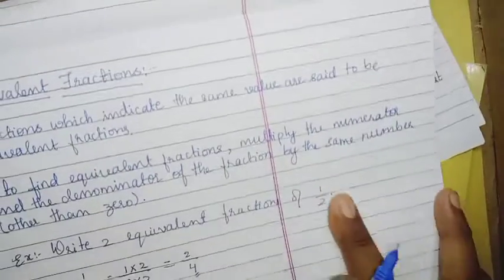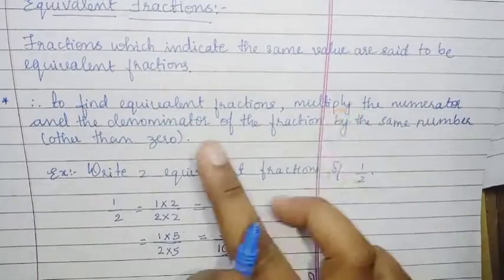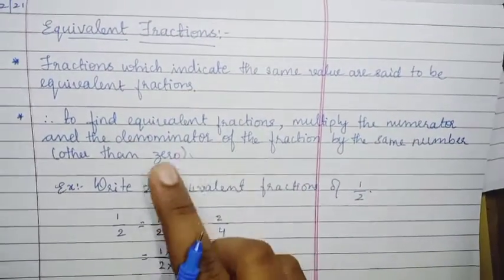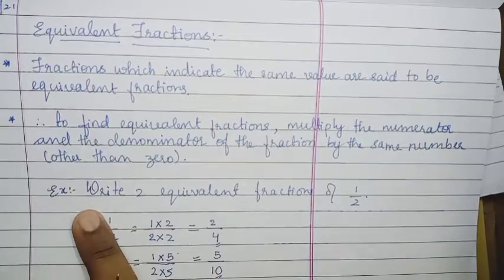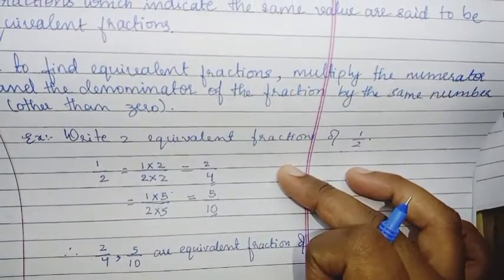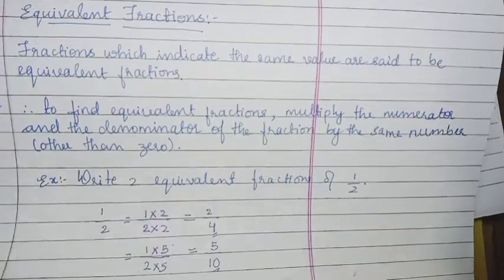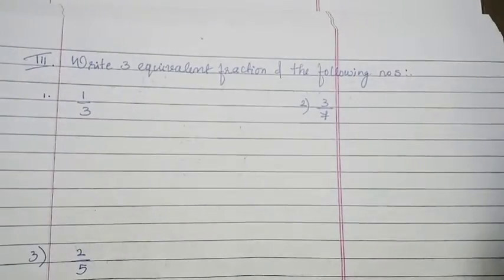Please write it down in the classwork, children. Put the heading equivalent fractions, write the sentence and this condition on how to find equivalent fractions, then write this example till the end. All right, follow the video and write it down, children. Okay, so let's see the next sum, children.